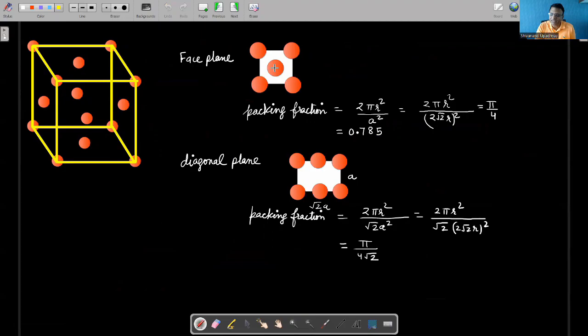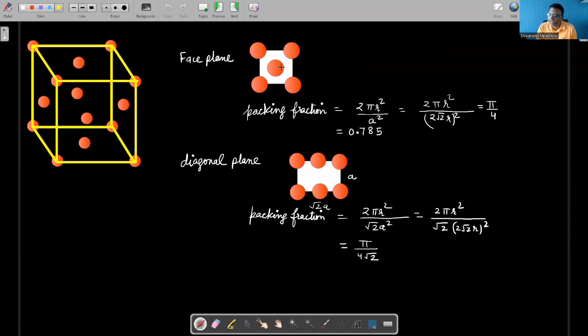The atom at the center is touching all the atoms at the corner, but these corner atoms are not touching each other. So if I calculate the packing fraction, this angle is 90 degrees. If I combine here, this is 1/4 of this atom and this is a complete atom. So 1/4 into 4 will be 1, and 1 plus 1 will be 2.